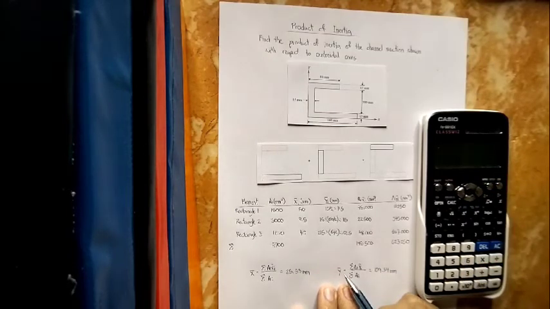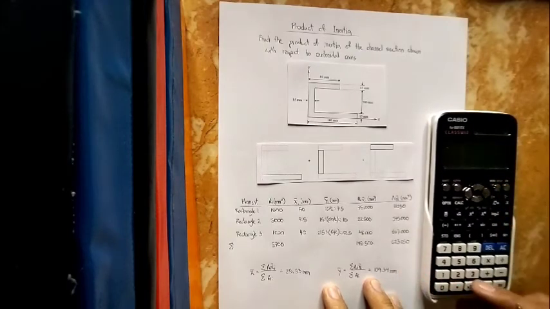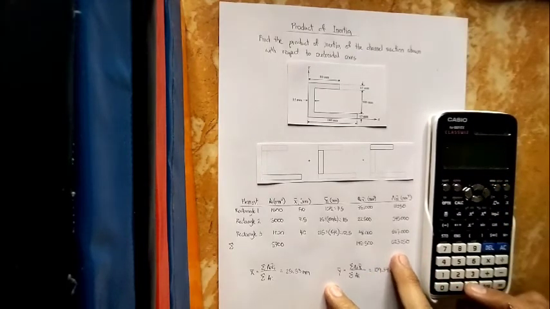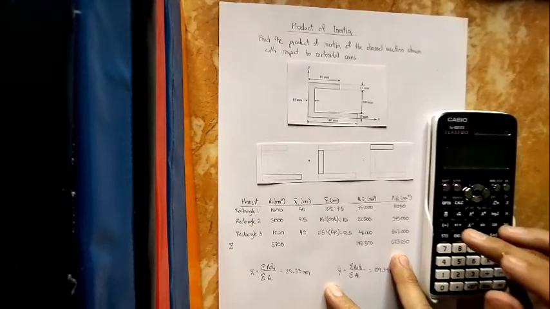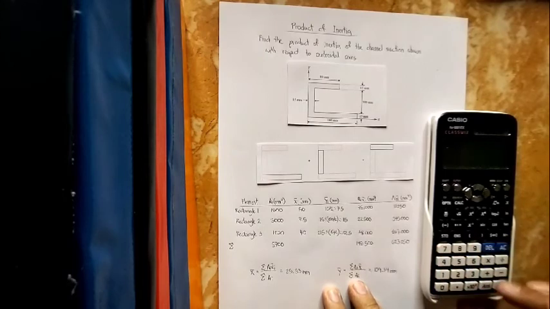Dito naman sa y bar, ang formula niya is equals to summation of area A times yi bar over summation of area A. Ang total ng ating area A times yi bar is 623,250 over 5,700 is equals to 109.34 mm.